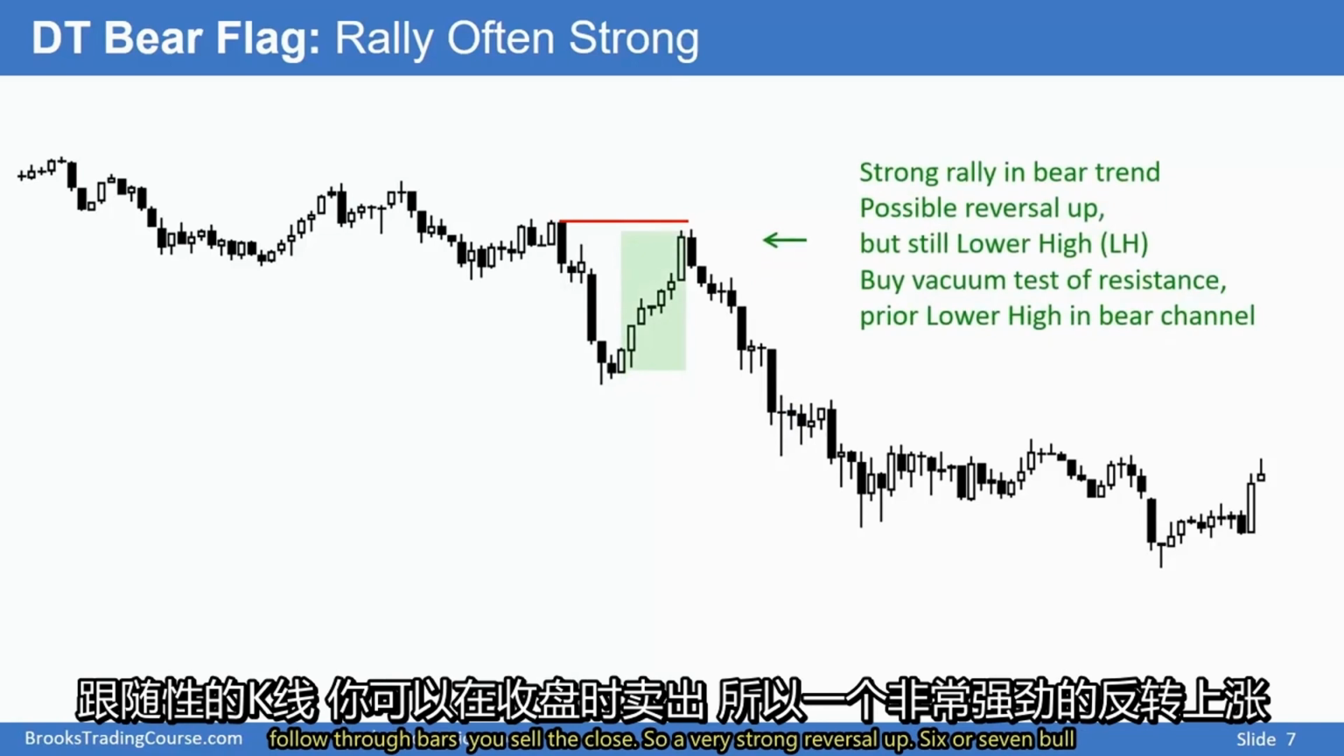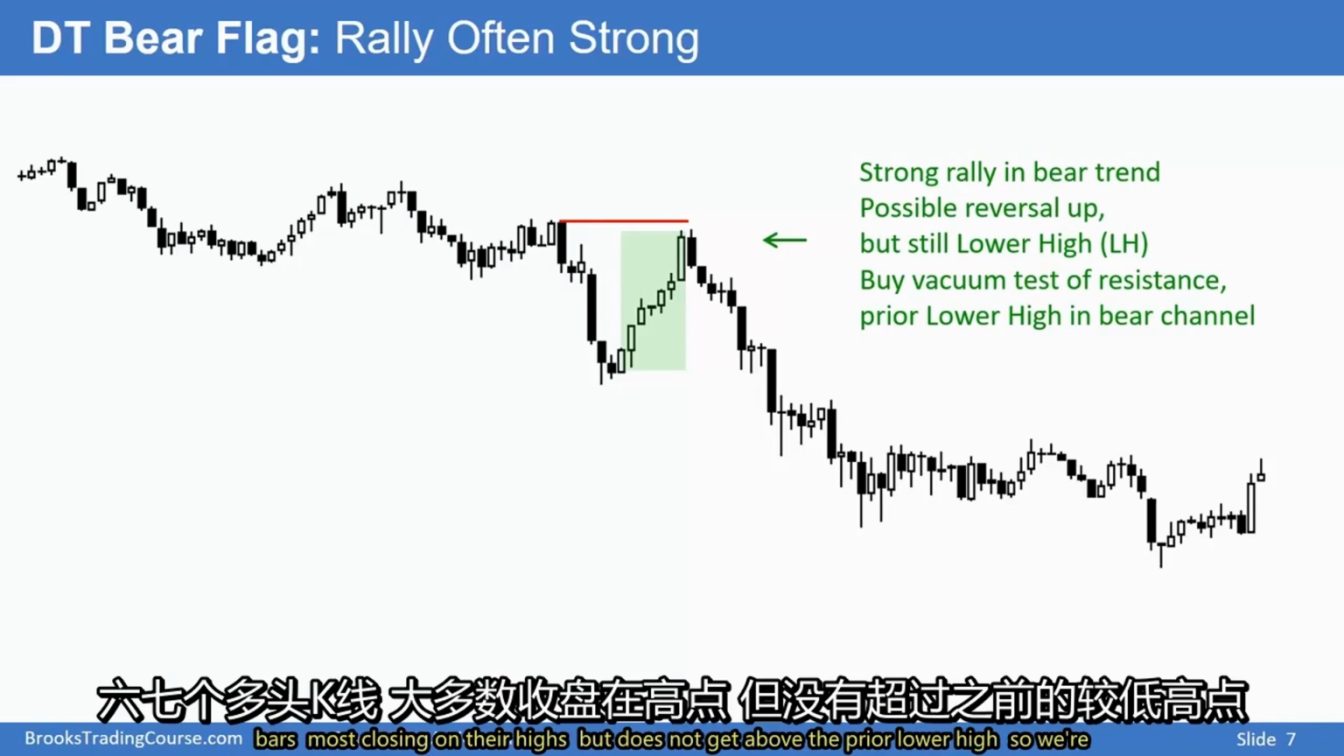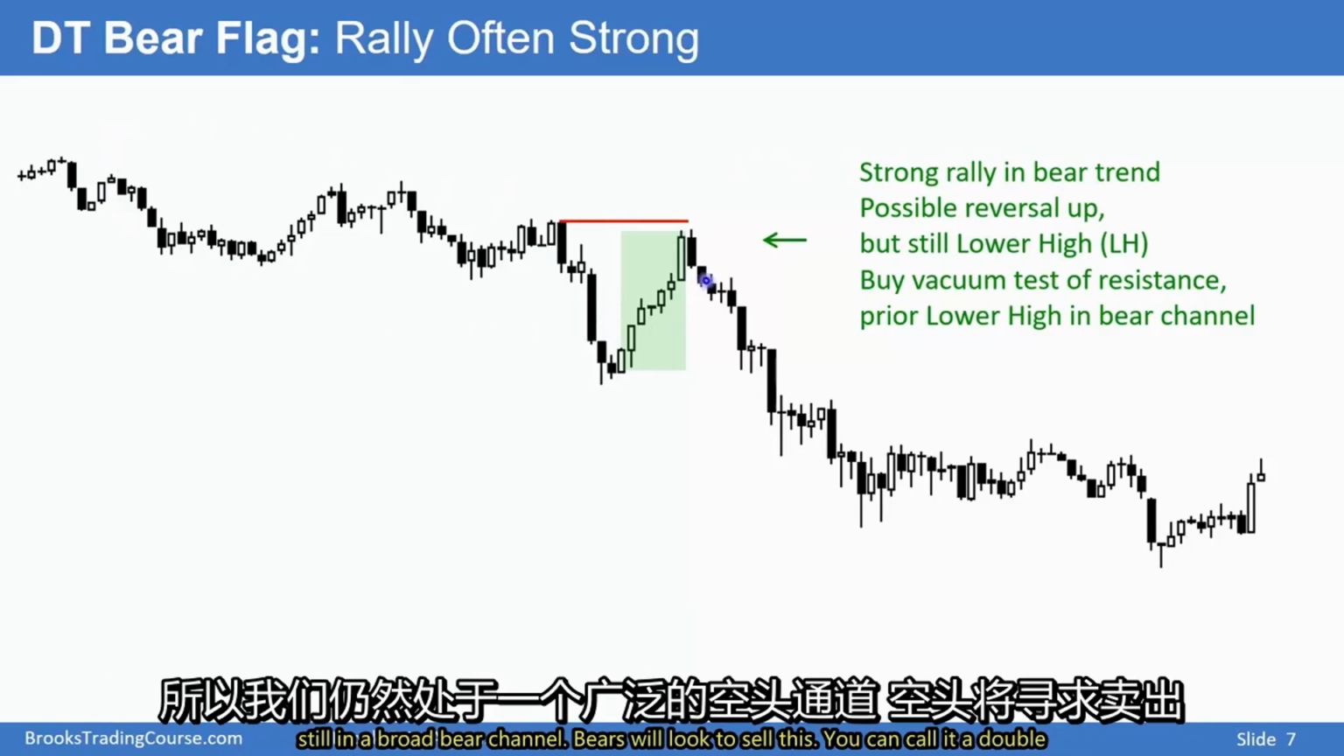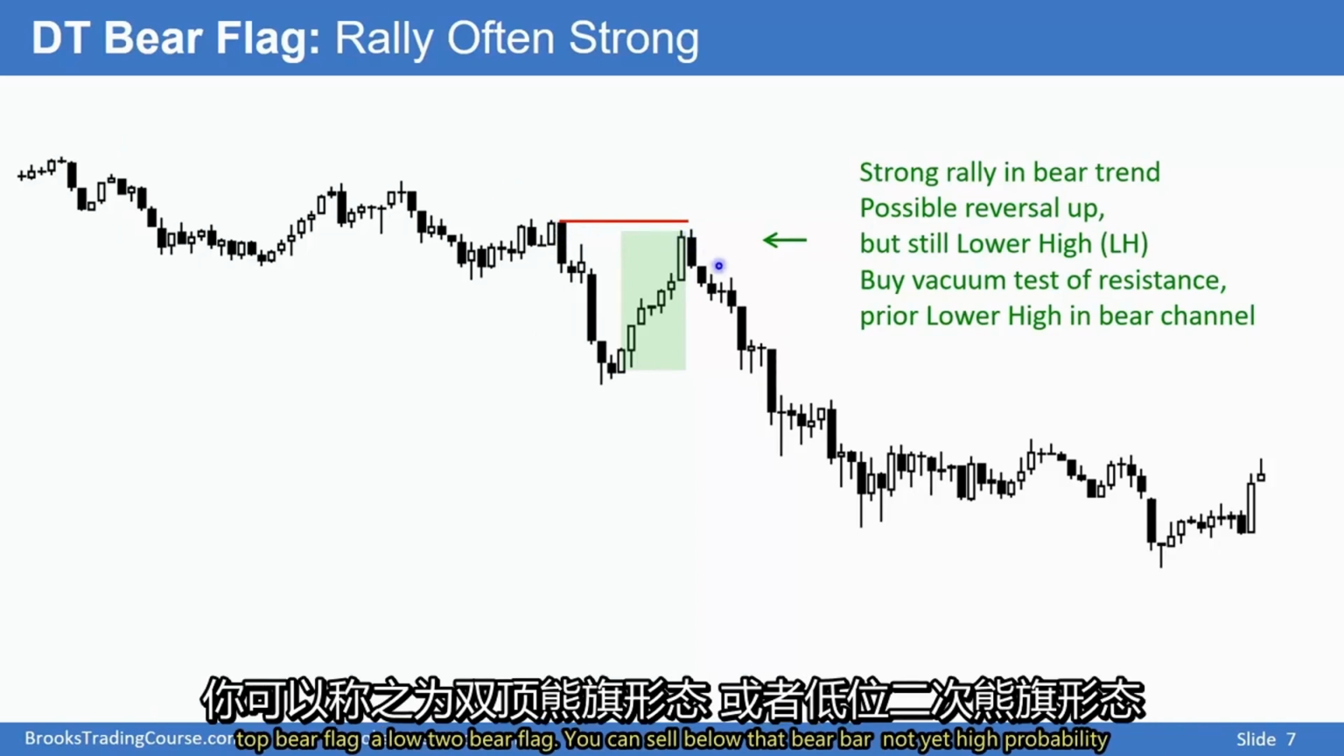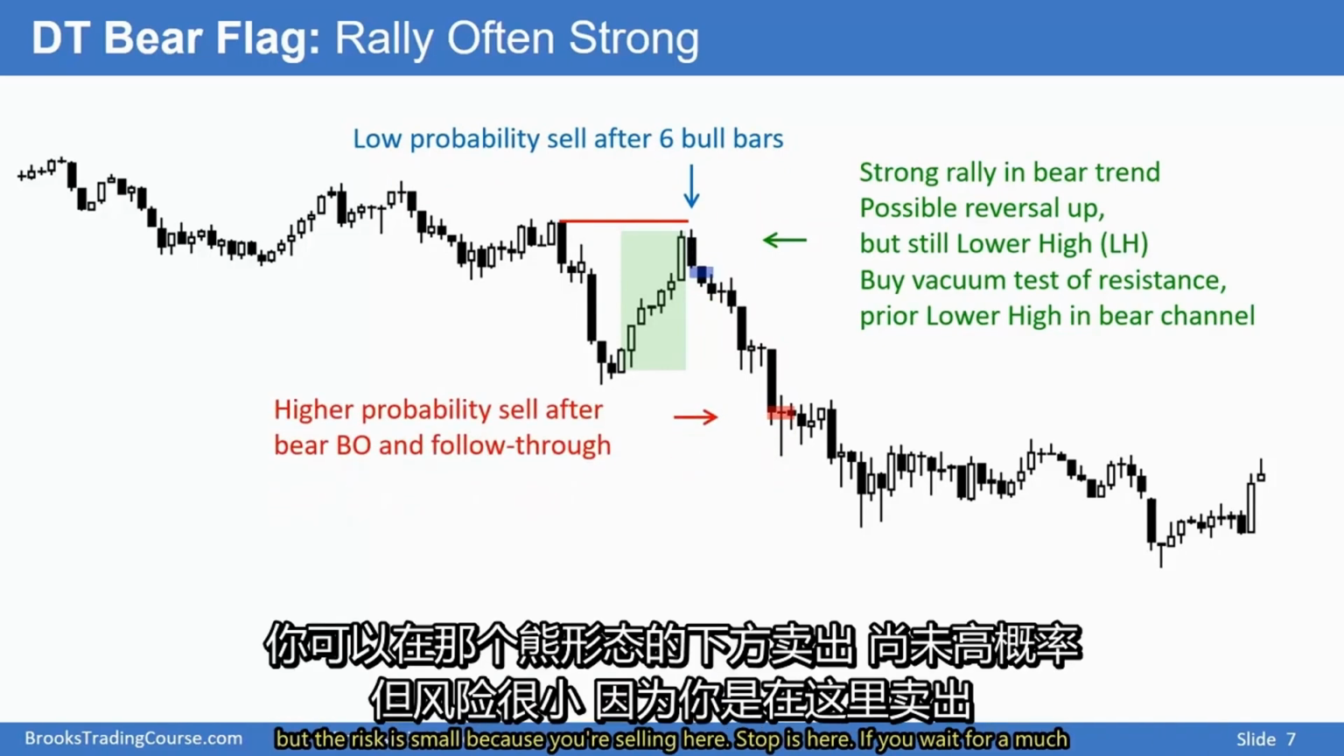So a very strong reversal up, 6 or 7 bull bars, most closing on their highs, but does not get above the prior lower highs. So we're still in a broad bear channel. Bears will look to sell this. You can call it a double top bear flag, a low 2 bear flag. You can sell below that bear bar, not yet high probability, but the risk is small because you're selling here, stop is here.